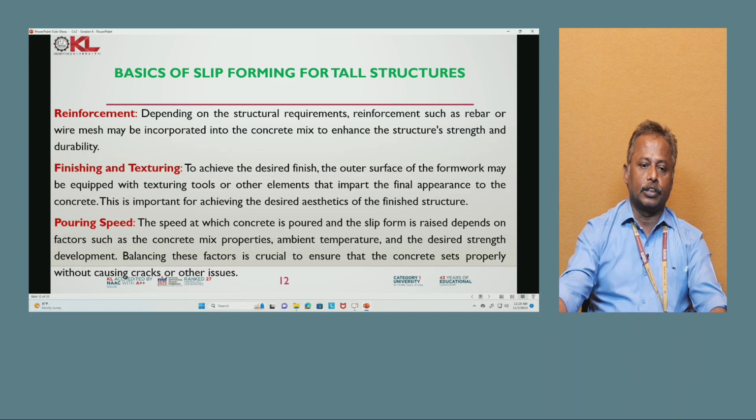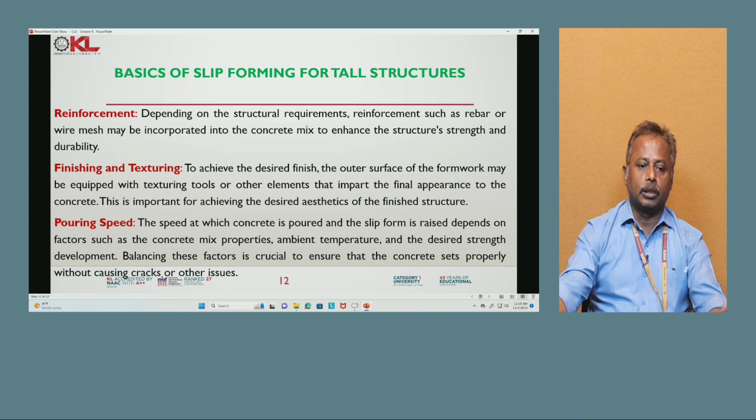Next, finishing and textures. To achieve the desired finish, the outer surface of the formwork may be equipped with texturing tools or other elements. It is the final touch on the concrete. This is important for achieving the desired aesthetic of the finished concrete.